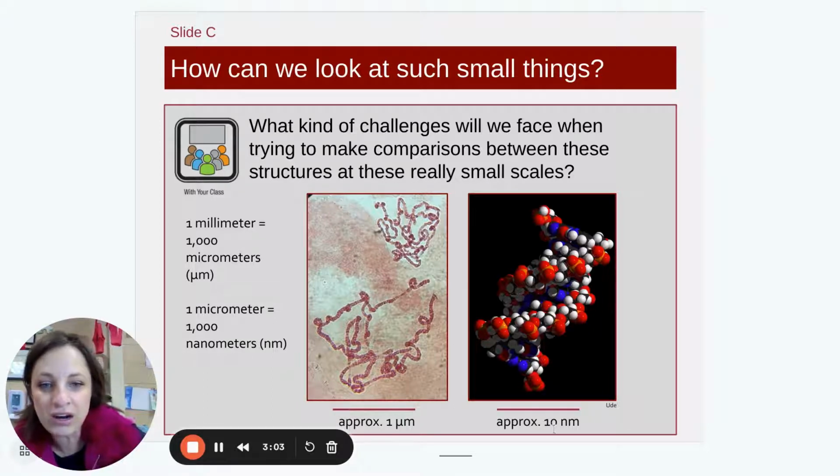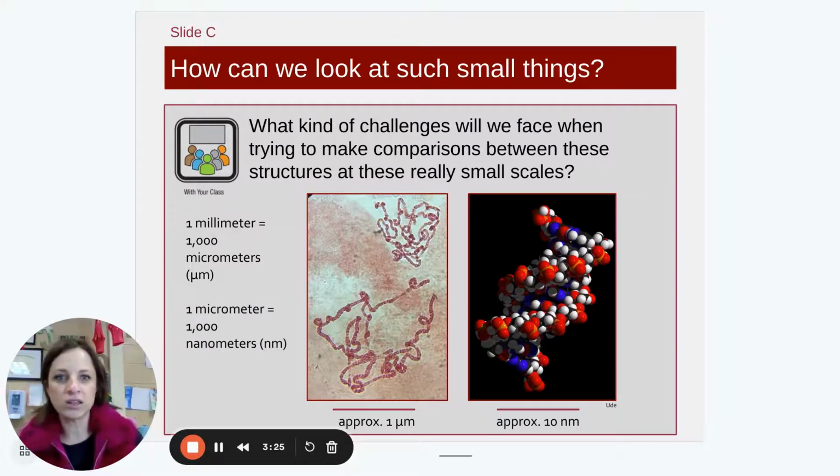And then look over here. This is approximately 10 nanometers, which is 1 micrometer. These are crazy, crazy small. What do you think is a challenge that we face as scientists when trying to compare between these structures when they're really small? Tell your neighbor. What do you think? Pause the video.